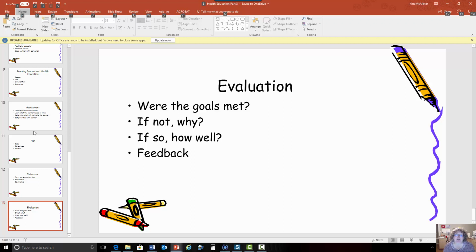If the goals were met, how well were they met? Did the patient kind of understand? Did they sort of get it right? Did they do it, but they needed support while they were doing it? All of this is important.